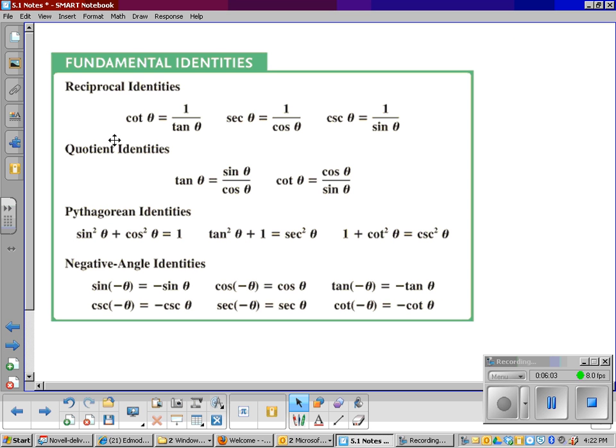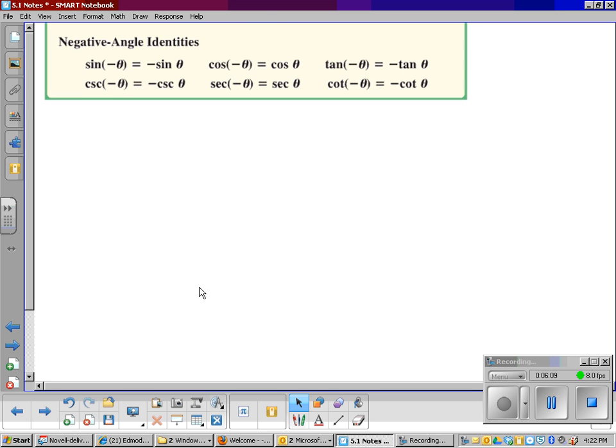These are the fundamental identities. Most of them we've already talked about. They've already been recorded on your plate. But these negative angle identities are the ones that go with the even and odd function concept that we were just reviewing. So these need to be added to your plate.